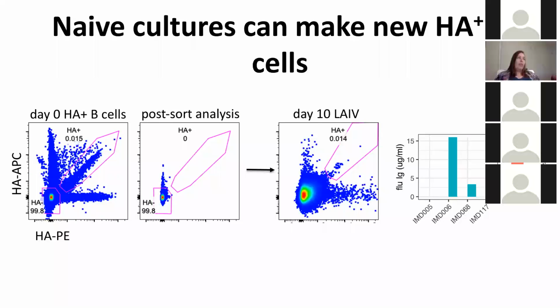So this is what that looks like. You can see we've depleted the HA-specific B cells effectively with sorting. By day 10, we see a small but detectable number of hemagglutinin-specific B cells have returned in the cultures. We did this with 4 different donors, and we can see flu-specific antibodies being produced from 3 of the 4 donors. So this culture system does appear to be able to sustain a naive type response when we deplete the pre-existing cells.